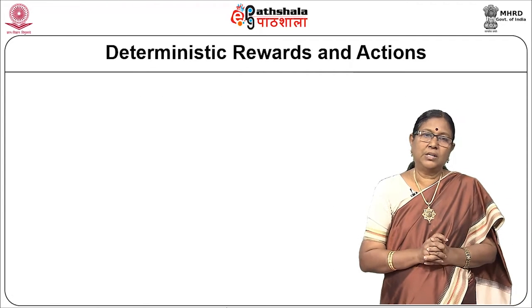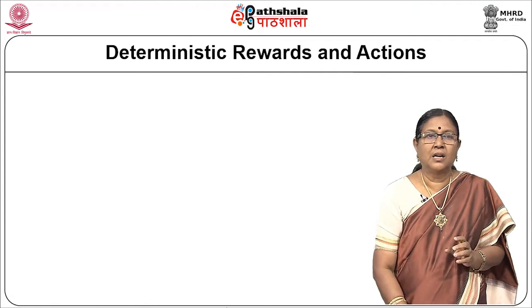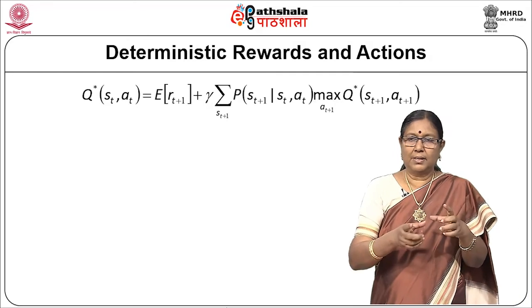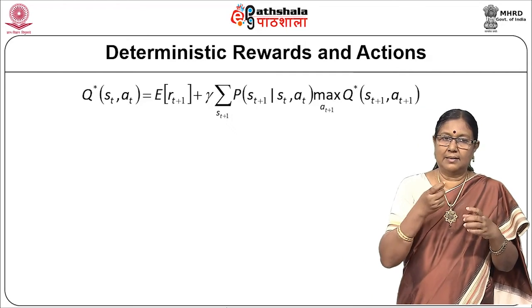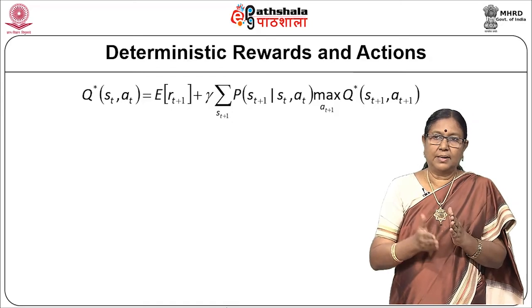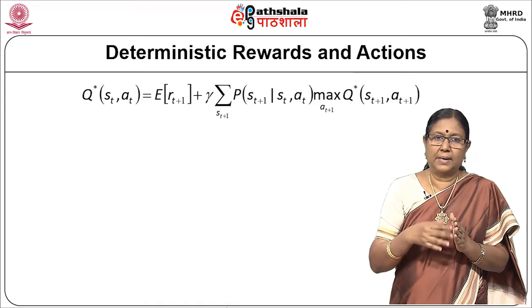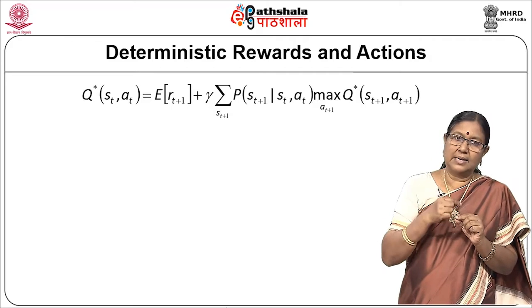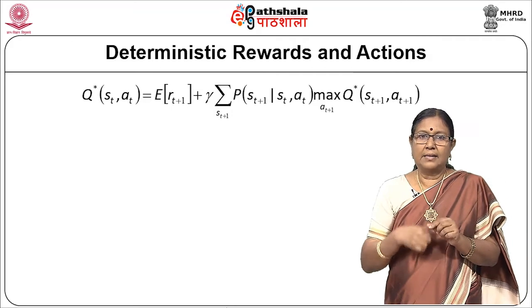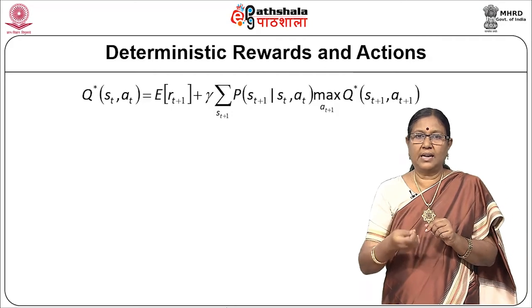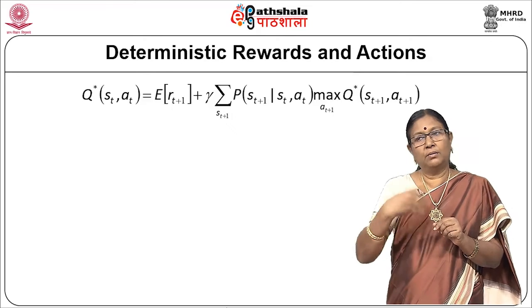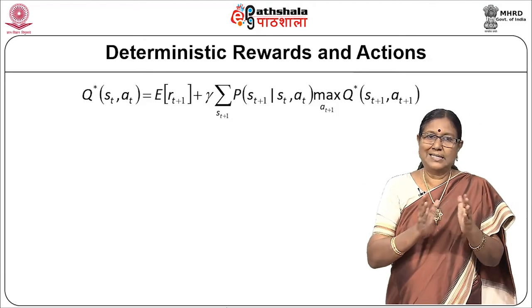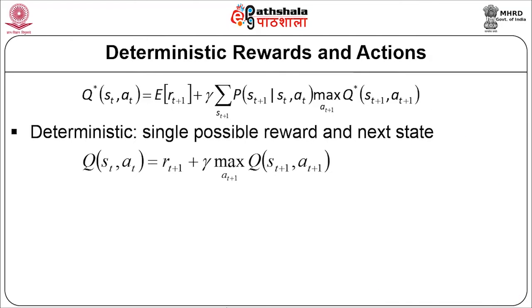Now we talk about deterministic rewards and actions. Remember Q of S_t, A_t, that is state and action, is nothing but the expected reward at time t plus 1, plus the discounted probability of the state S_t plus 1 given S_t, A_t, and the maximum over the action that you will take to get that Q value at S_t plus 1, A_t plus 1. Remember, two things we are talking about: one is the reward and one is the state that you can reach.